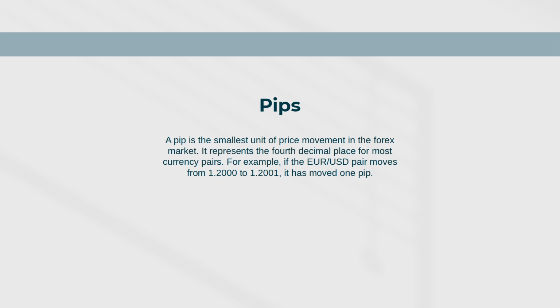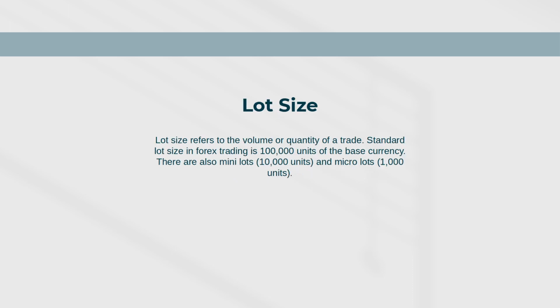Pips. A pip is the smallest unit of price movement in the Forex market. It represents the fourth decimal place for most currency pairs. For example, if the Euro-USD pair moves from 1.2000 to 1.2001, it has moved 1 pip. Lot size. Lot size refers to the volume or quantity of a trade. Standard lot size in Forex trading is 100,000 units of the base currency. There are also mini lots, 10,000 units, and micro lots, 1,000 units.